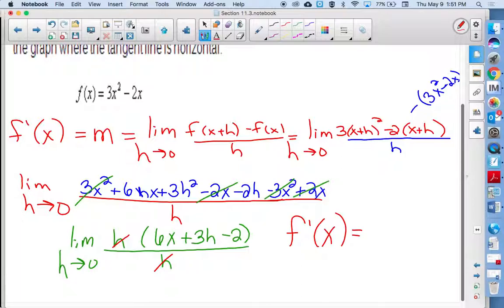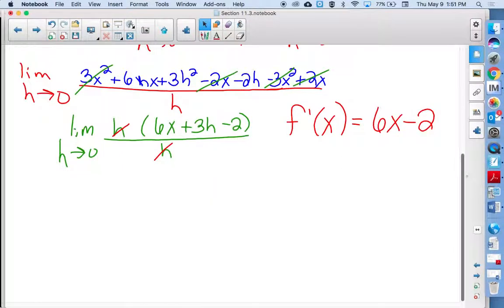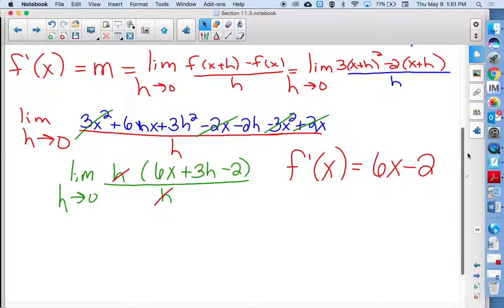So now we've derived this new equation. And Kate, what is that new equation once you plug the 0 in? Yeah, 6x minus 2. Don't factor anything out. Keep it as 6x minus 2. That is our derivative. So the derivative, the slope of the tangent line, is 6x minus 2.